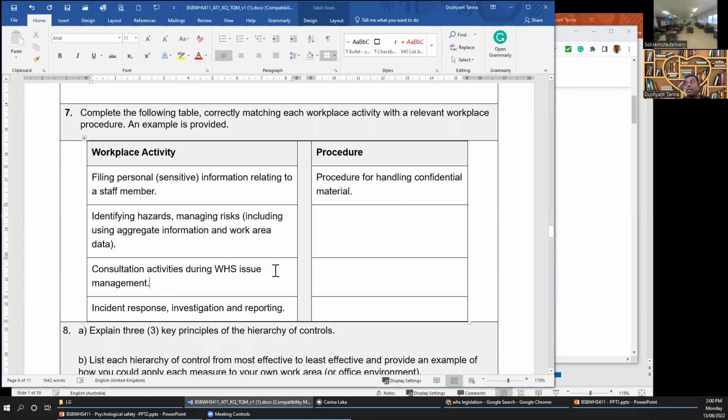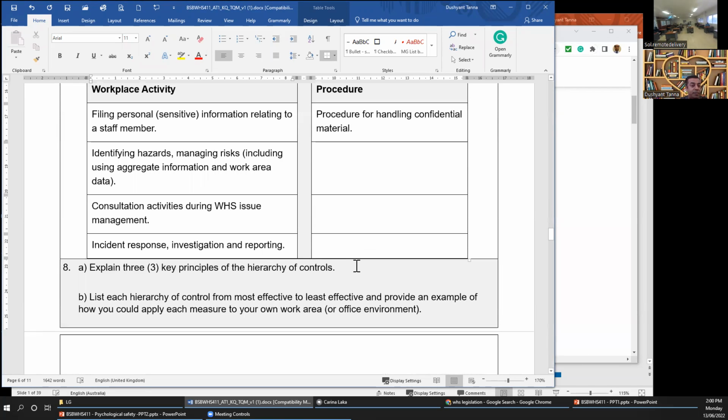Consultation activities during WHS issue management, right? What is the feedback that you got from this? You can write that. And finally, incident response and reporting, right? Again, the incident response procedure or investigation procedure or reporting procedure for your company. You can talk about them.